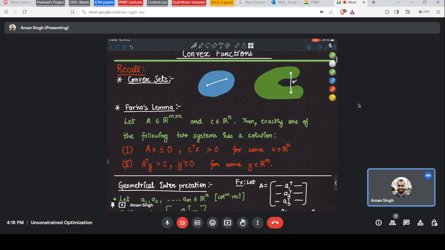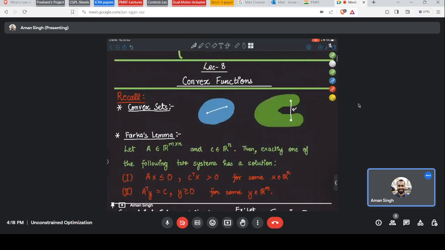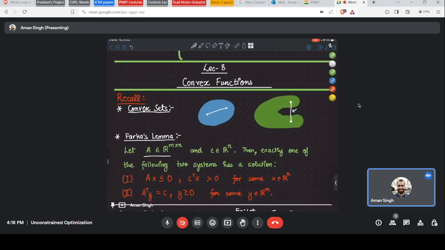We also studied a very important lemma called Farka's lemma, which says: let A be an m cross n matrix and C be an n cross 1 vector. Then exactly one of the following two systems has a solution. Either there is some x such that Ax is less than or equal to 0 and C transpose x is greater than 0, or, if there is no such x, then A transpose y equals C for some y greater than or equal to 0 has to be true. This is a very important lemma for deriving optimality conditions in optimization theory.